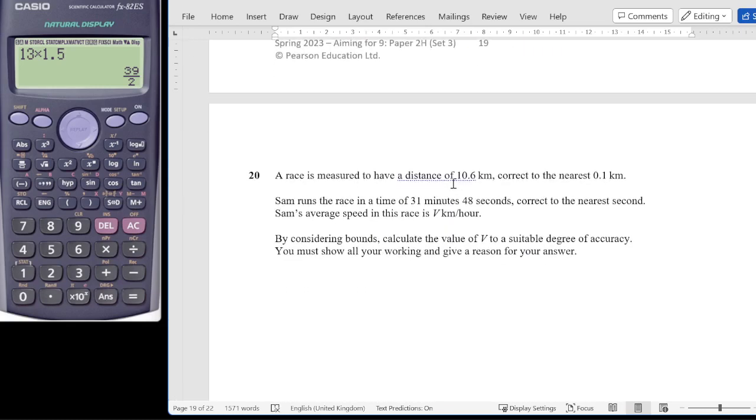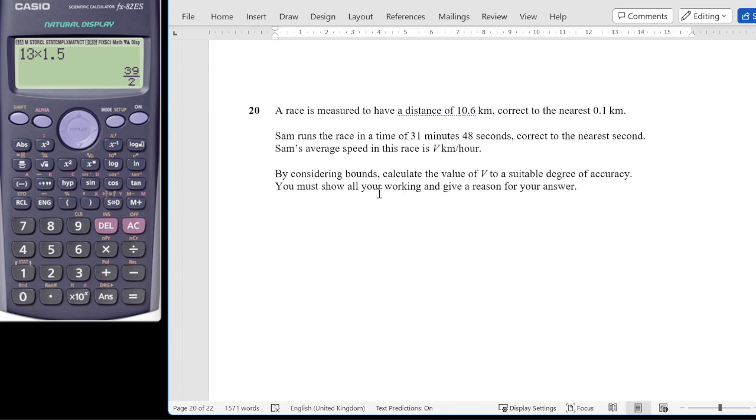Okay, question 20 then. A race is measured to have a distance of 10.6 kilometers, correct to the nearest 0.1 kilometer. Sam runs the race in a time of 31 minutes 48 seconds, correct to the nearest second. Sam's average speed for this race is v kilometers per hour. Considering bounds, calculate the value of v to a suitable degree of accuracy. You must show how you did your working and give your reasons.